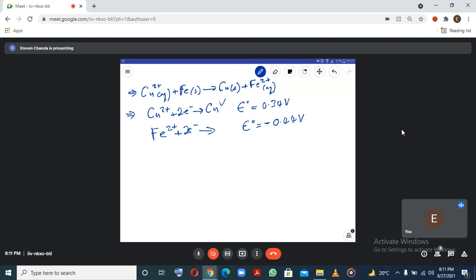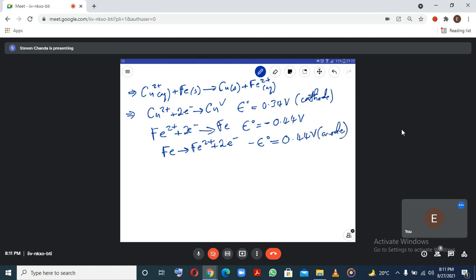So meaning this equation has to be reversed. Reversing it, we are going to have that, and that. So the value of E is going to change, right? It's now negative E for this one, and for this one it's now going to be positive. So like we said that time, this is our cathode and this is our anode.